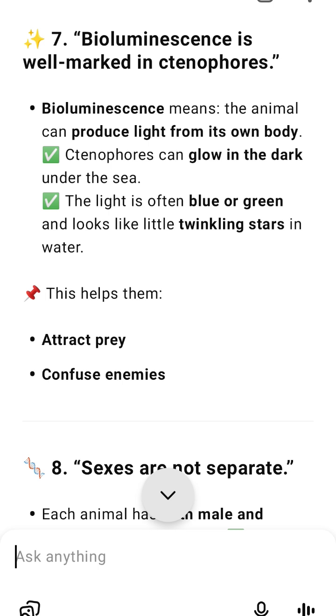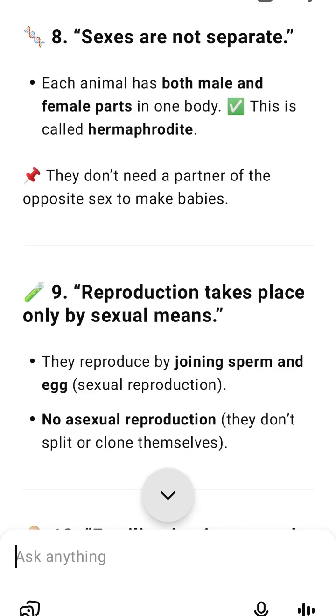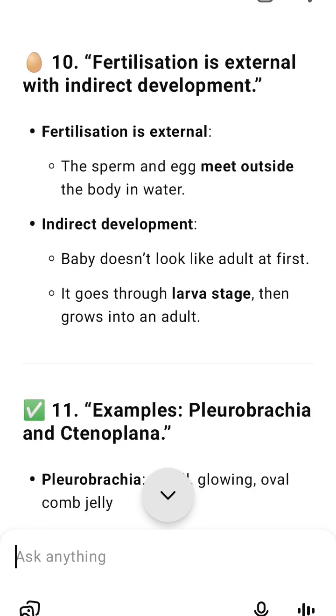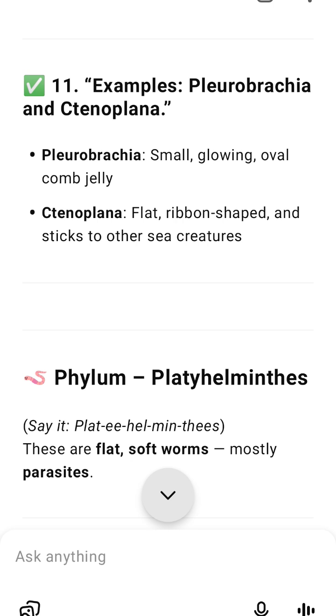Some of them have special parts like hooks and suckers to attach themselves inside the host's body. They also have flame cells. These are special cells that help remove waste and control water balance, like a basic kidney.